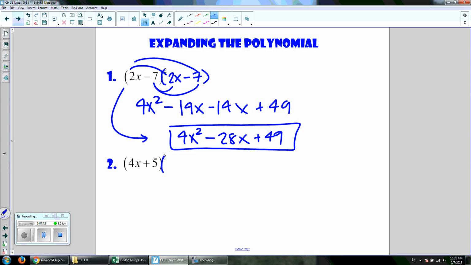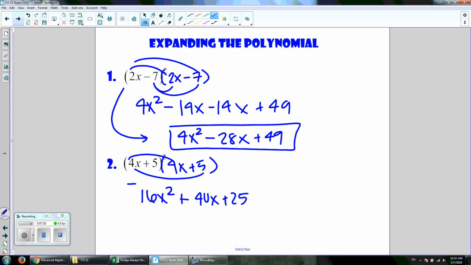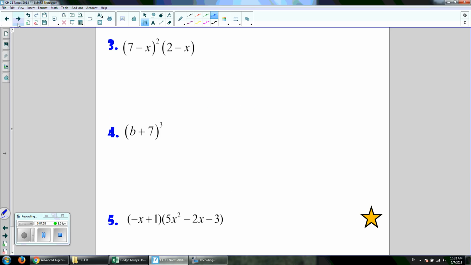Okay, number 2, similar, another 4x plus 5 here. And then I will do the trick for you on this one. So that's 16x squared. Then the trick was to take the outsides and double it. So 20 times 2 is 40x, and then plus 25. If you don't like that trick and you did it your own way, you should still get that same trinomial. Number 3, getting a little bit more complicated here.